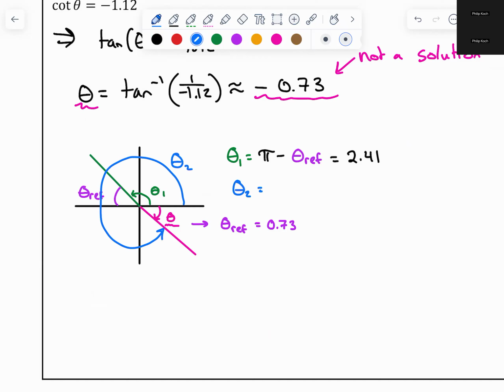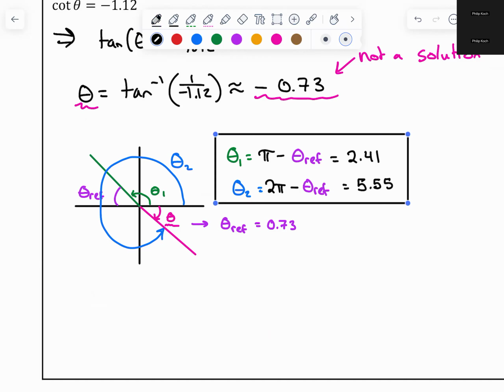Theta sub 2 is going to equal 2 pi minus theta sub reference, which will equal 5.55. And those are my answers. Those are two answers between 0 and 2 pi. If we wanted to find the general solution, since this is tangent, it's pi periodic. So you really only need to do the 2.41 situation. But either way.